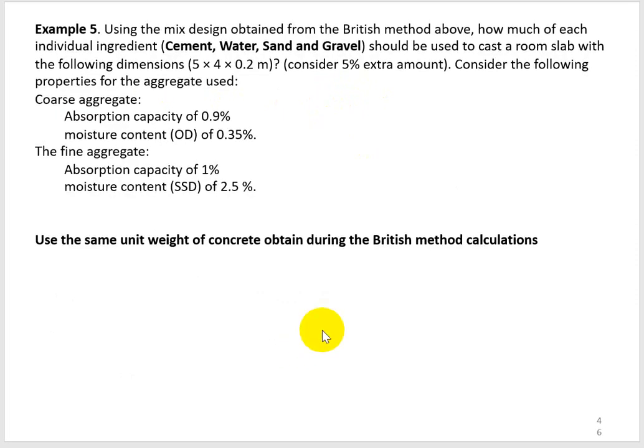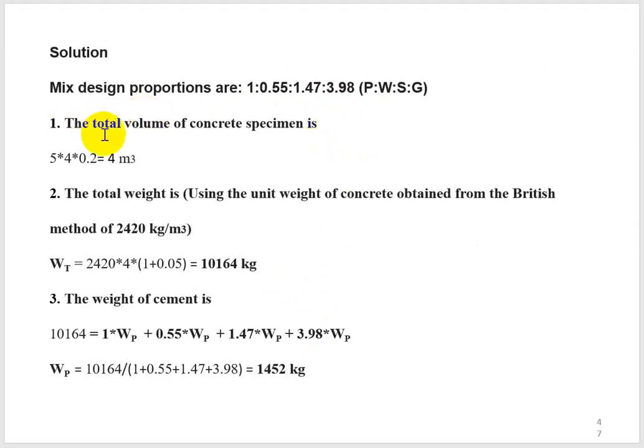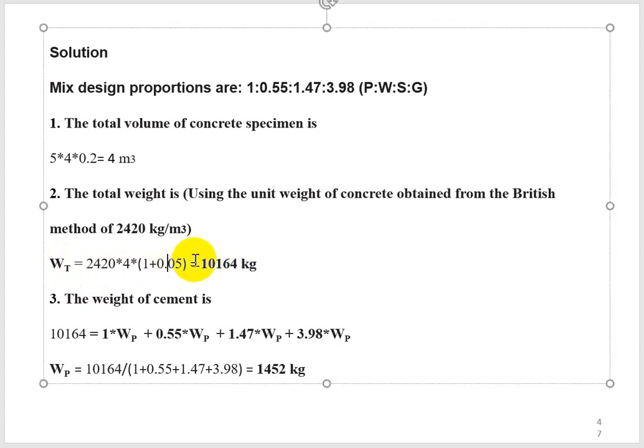Okay, that's it. And now we first get the volume of the specimen, which in the example is a slab, and then we have the weight from the British method, which is 2,420. So by getting the weight with the extra, the total weight will be 10,164 kilograms.